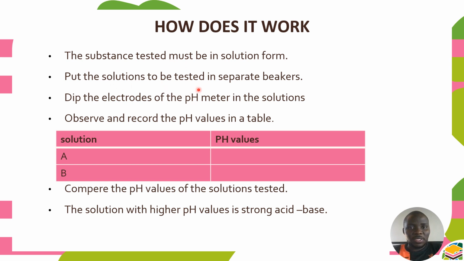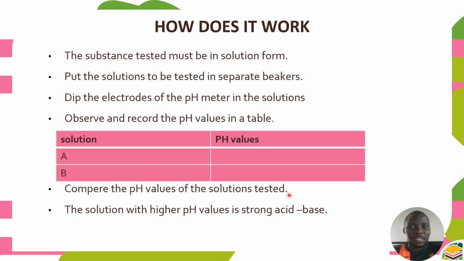Put the solution to be tested in separate beakers, and you can label them. Dip the electrodes of the pH meter in the solution. Observe and record the values. The values that you record from the different solutions, you can put in a table for proper comparison. After you have recorded them fully and properly, you compare the pH values of the solutions tested.